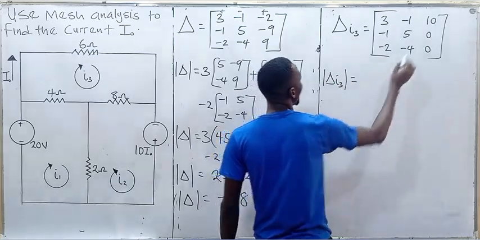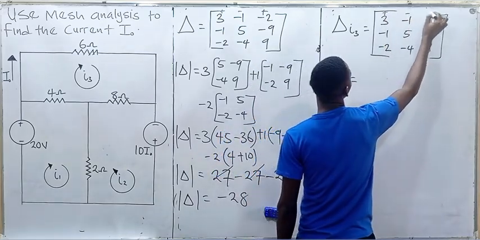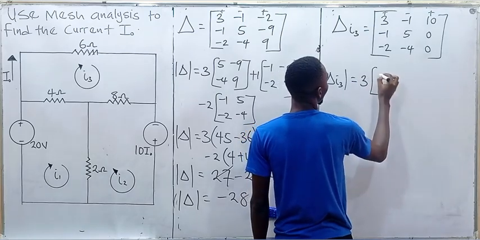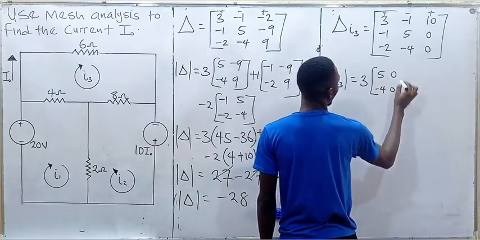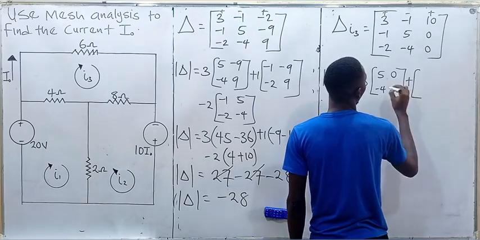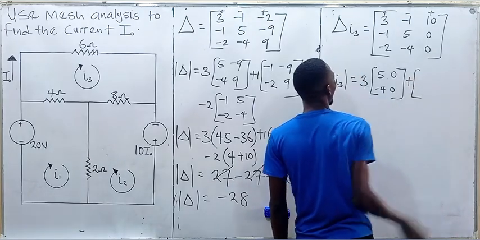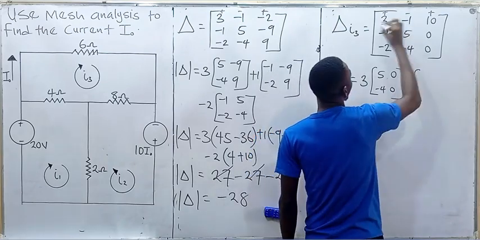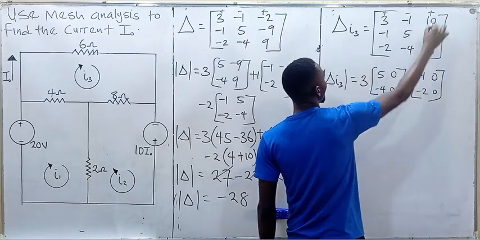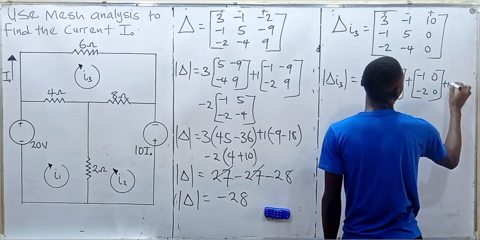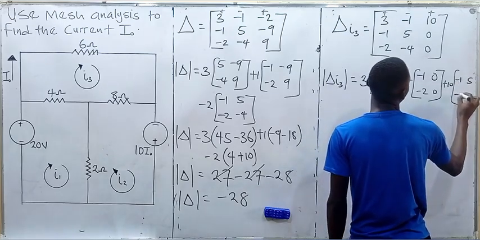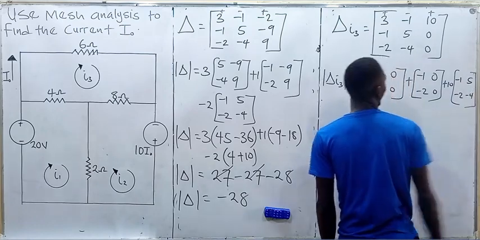All right. So if we look for this, it is going to be plus, minus, plus. So we are going to have 3 into 5, 0, minus 4, and 0. And the minus is plus. So plus 1, there's no need for me writing 1 here, you can write it if you want to. So we are going to have minus 1, 0, minus 2, and 0. And if we move in this direction, we are going to have plus 10 into minus 1, 5, minus 2, and minus 4. All right, so that's it.